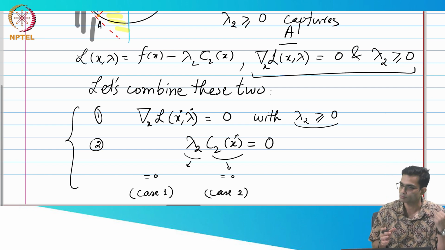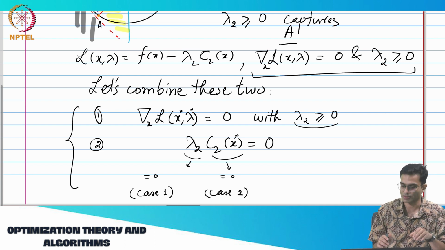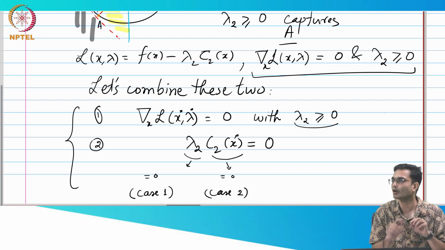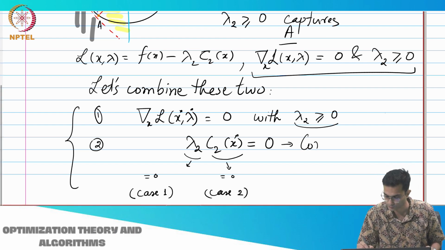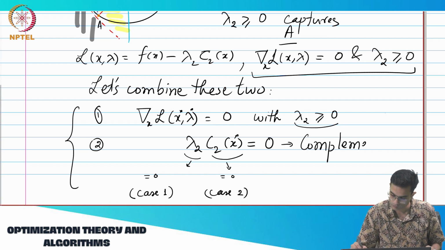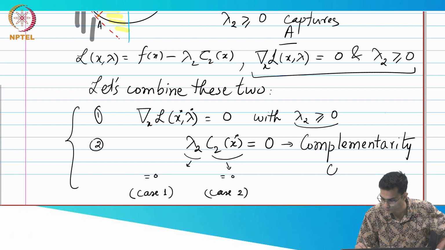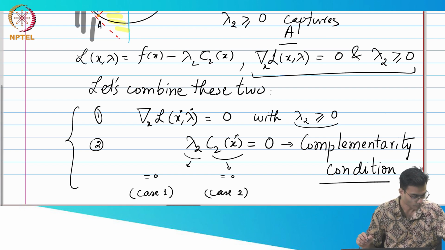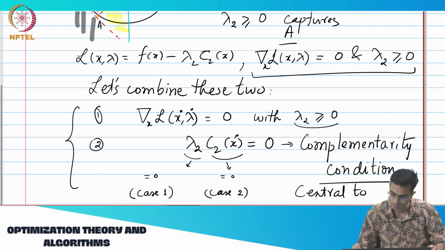Grad L equal to 0, the Lagrange multiplier is greater than equal to 0, and lambda 2 C2 equal to 0. Okay. So this second condition turns out it is used so often in optimization, there is a name given to it. It's called the complementary condition. Complementarity. Okay, it's very, very central to constraint optimization.